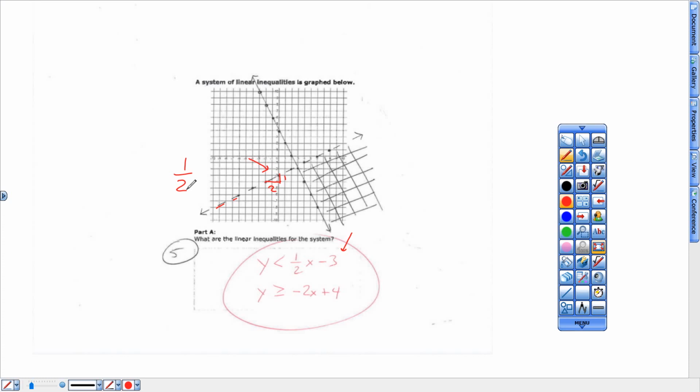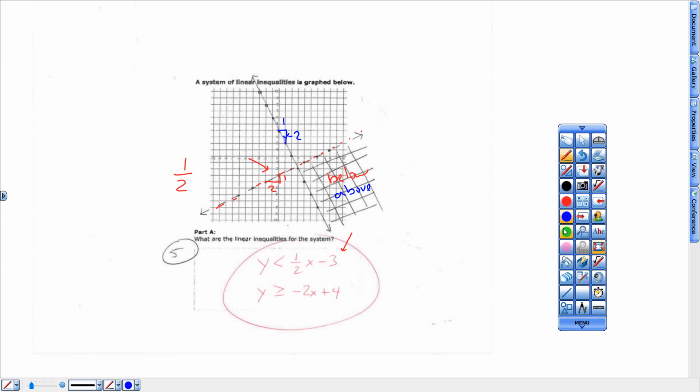The inequality is shading below that dotted red line. That's why it is less than. And since it's dotted, less than without the equal line. The one in blue has a -2 slope. Some of you put +2. That's over 1 down 2. So that makes that a -2 slope with a y-intercept of 4. That blue one is shading above that blue line. So that's why it is the more than, and solid makes it more than or equal to.